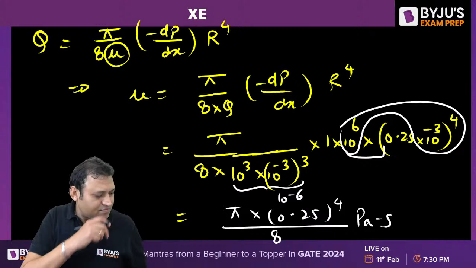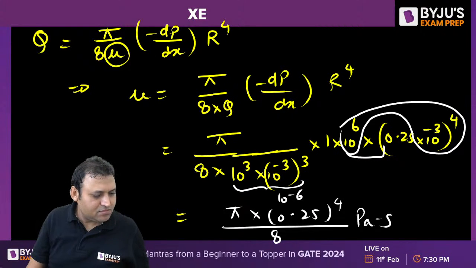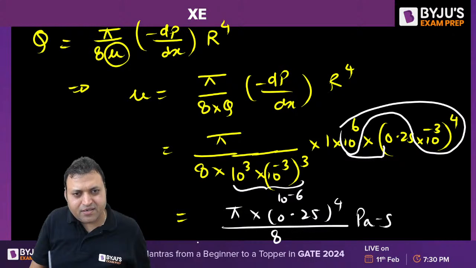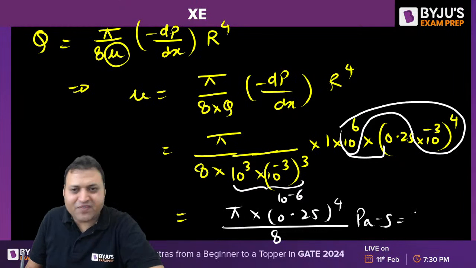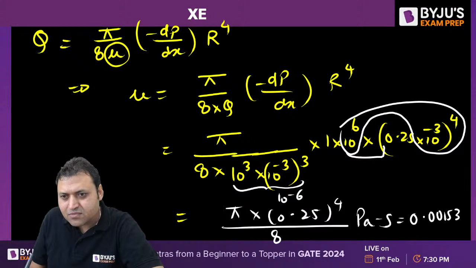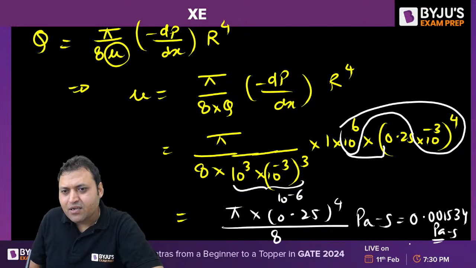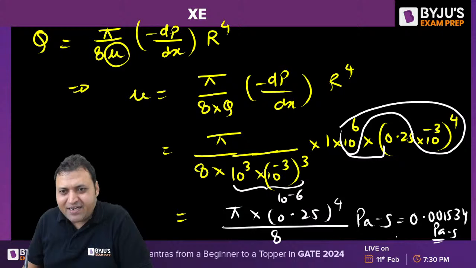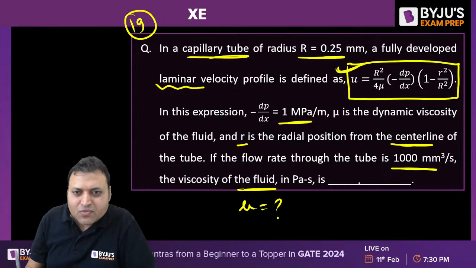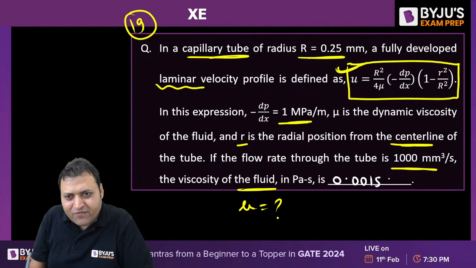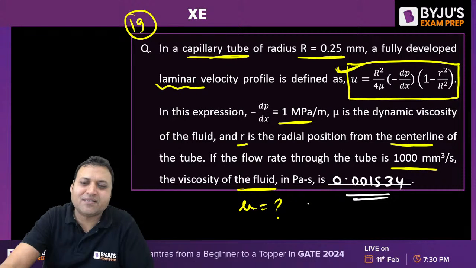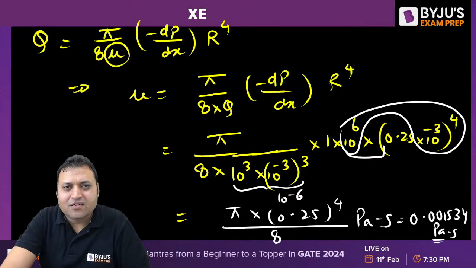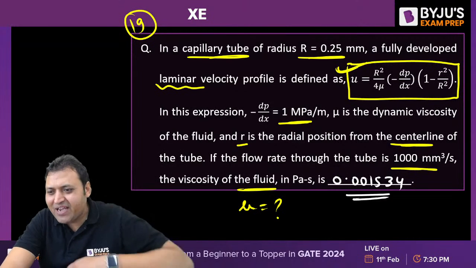What is the answer? Is it 0.001534 pascal second? 0.001534. Isn't it? 0.001534 pascal second will be the answer. I hope this is clear. If anybody is having any doubt, you can just let me know.